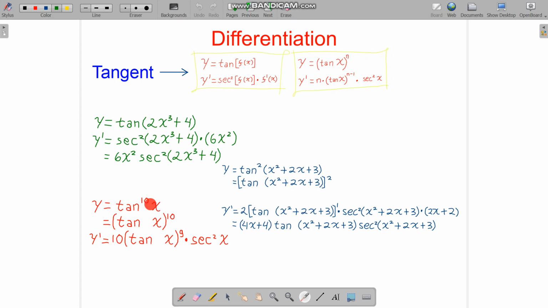If y equals tangent to the power of 10x, or tangent x to the power of 10, 10 times tangent x, the new power is 9, times the derivative of tangent, which is secant squared.